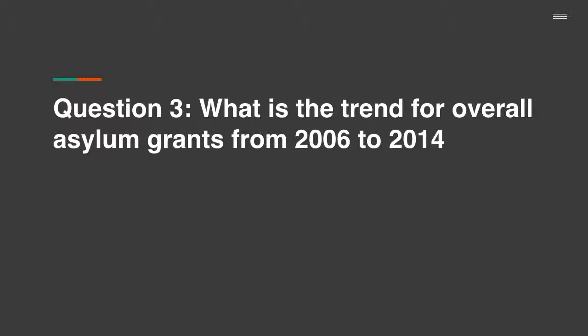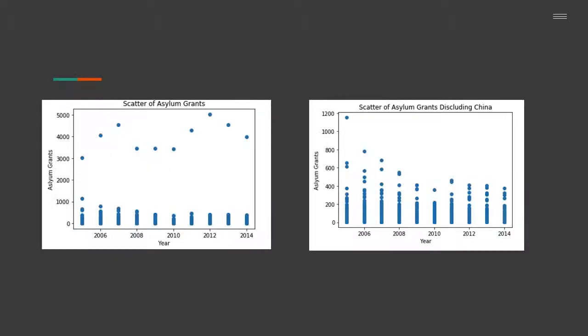And then what is the trend for overall asylum grants from 2006 to 2014? And in this slide, we can see on the left is the scatter of asylum grants. So there's one country that sticks out above the rest, which is China. So in the scattergram on the right, I removed China from this data set. And you can see that there's not exactly a trend. It's kind of staying the same throughout the years.